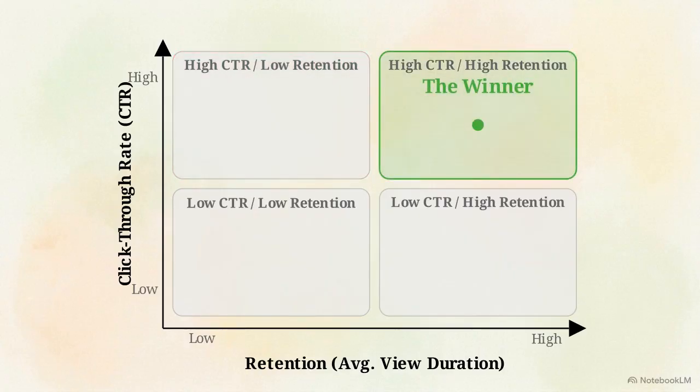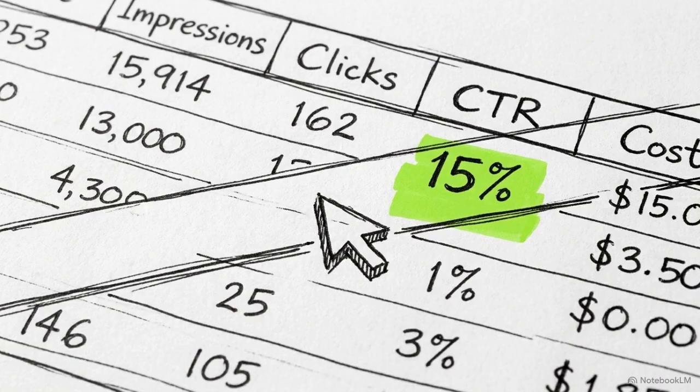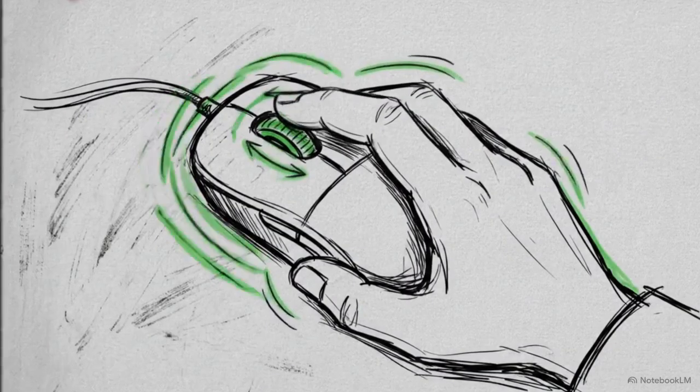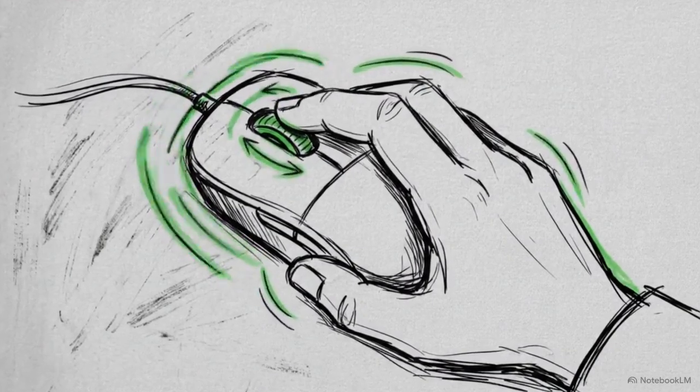The only true proof of an optimized video is the high CTR, high retention quadrant. Here, the packaging perfectly matches the payload. Open your analytics and find the video with your highest click-through rate and your lowest retention. Then head down to the comments and admit exactly how your thumbnail accidentally lied.